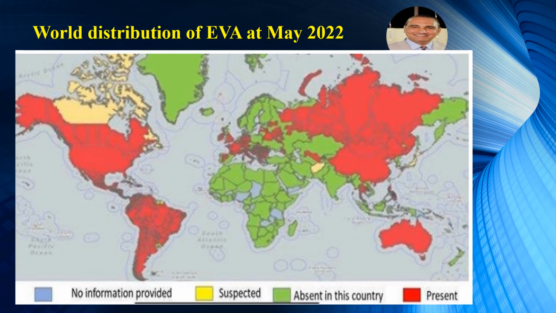This is a map of world distribution of equine viral arteritis as of May 2022.